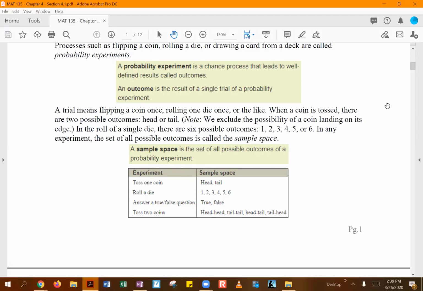Together, they form your sample space for rolling a die. You have 6 possible outcomes. You can get 1 to anywhere of the 6 dots showing up. If you're looking at a true and false question, then of course, again, the idea would be you either answer the question as true or answer the question as false. So 2 outcomes in that.